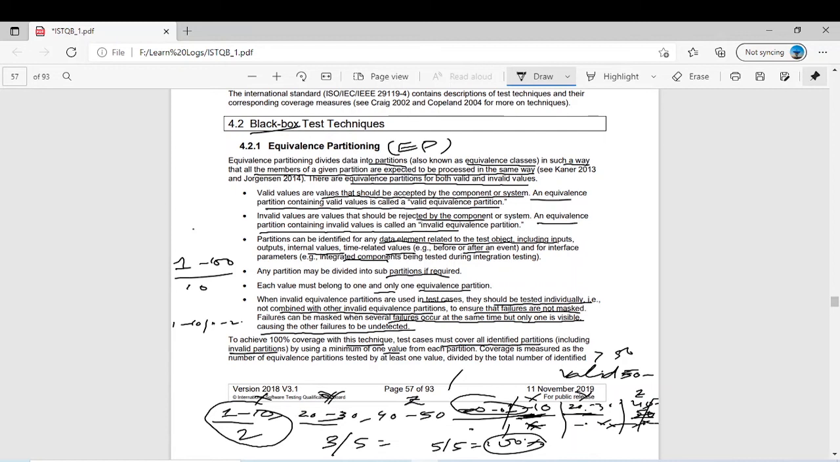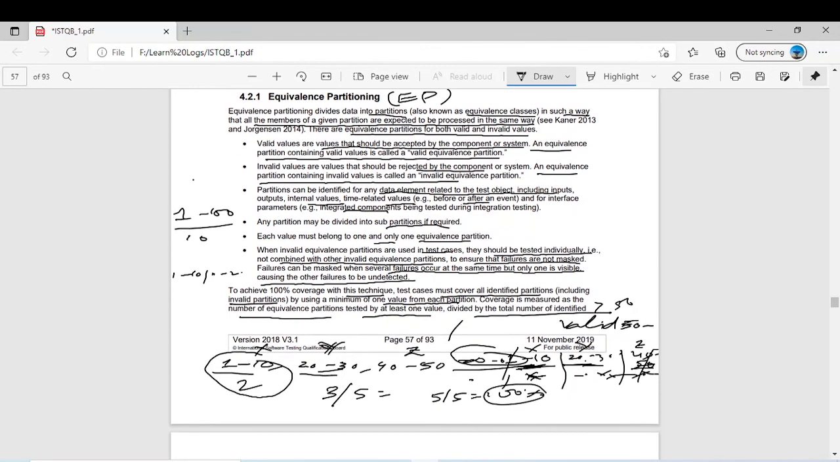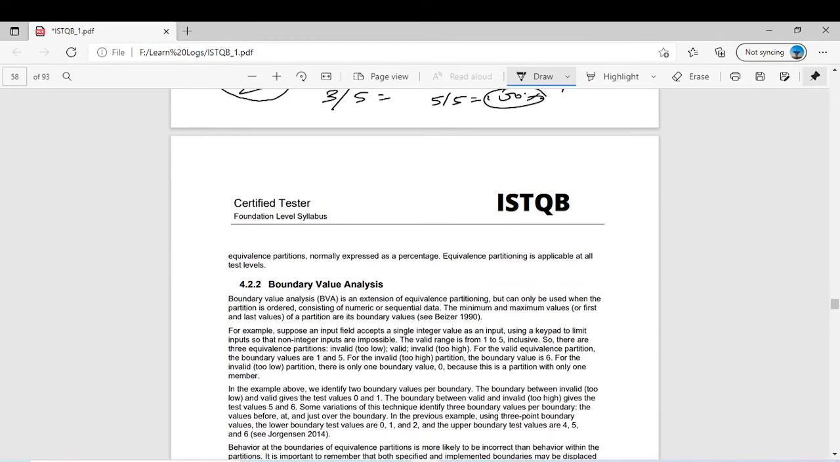By using a minimum of one value from each partition, coverage is measured as the number of equivalence partitions tested by at least one value divided by the total number of identified equivalence partitions. So normally it is in percentage. It is not about the valid test coverage or invalid, it's about the overall test coverage. If you have 5 partitions, 3 valid and 2 invalid, just take one test case from all 5 classes and it will be 100% test coverage.